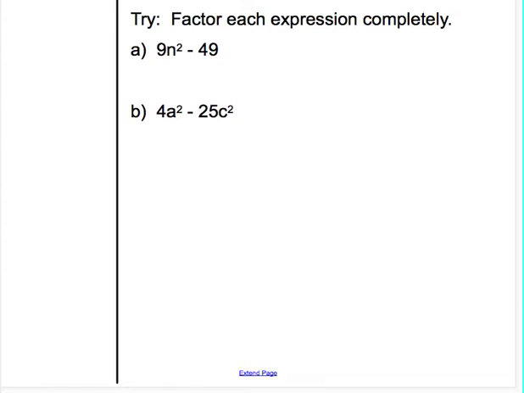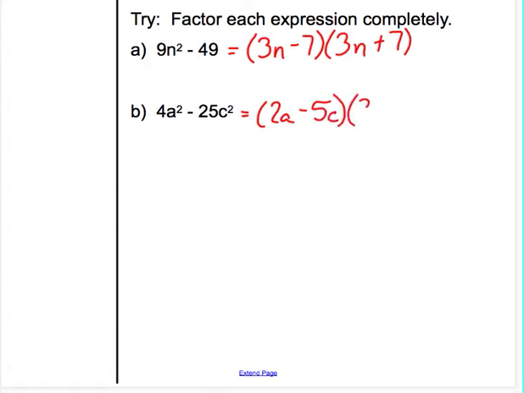All right, so the answer for these would be 3n minus 7 and 3n plus 7 in either order. And for our second one, we would have 2a minus 5c times 2a plus 5c.